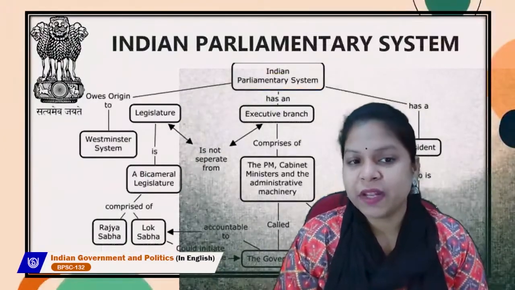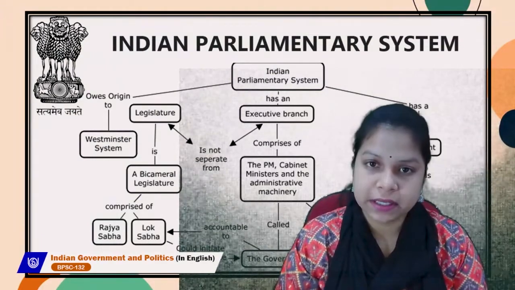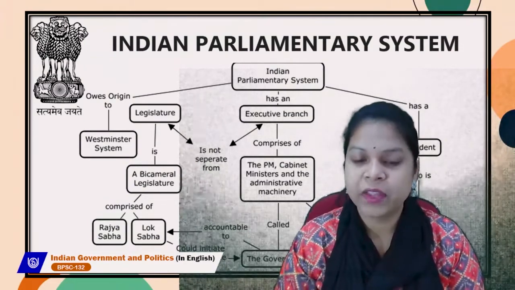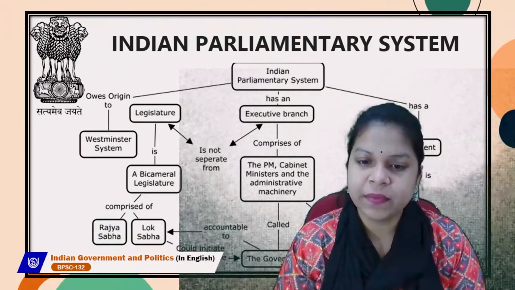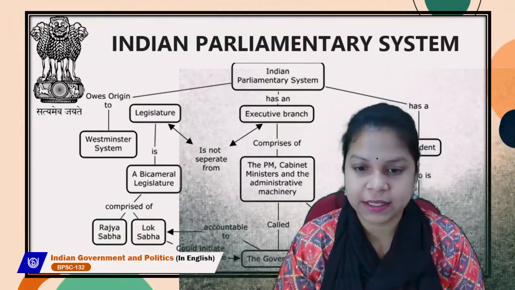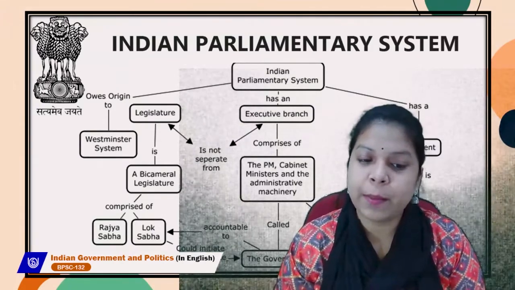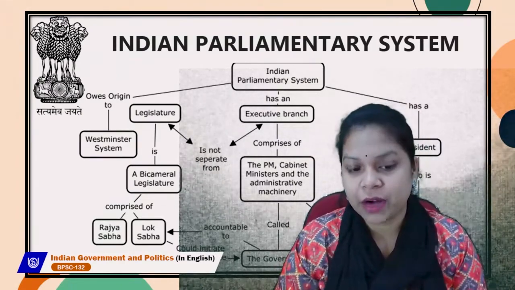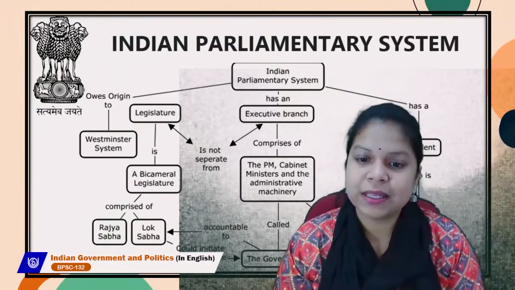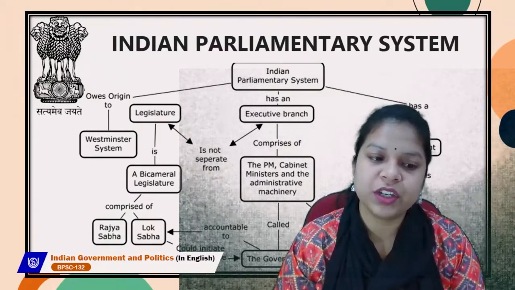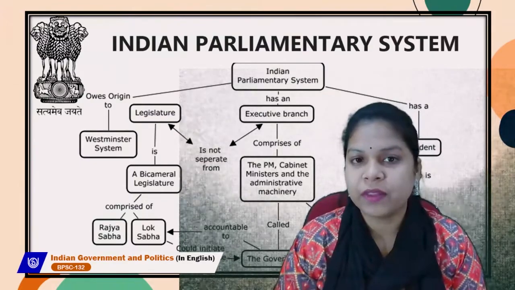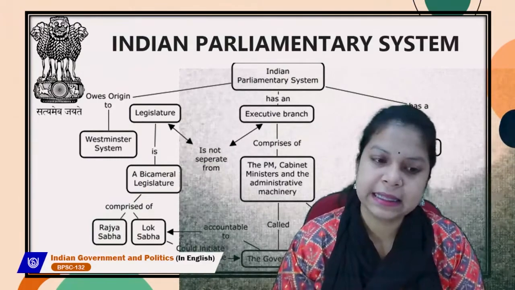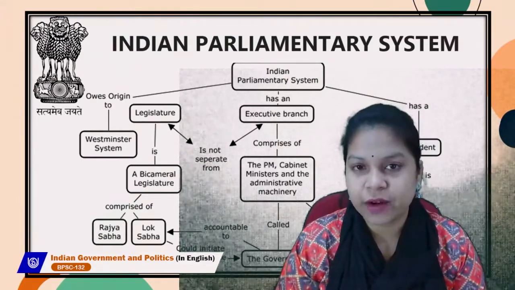So it is very important to understand our parliamentary system, and for that I have prepared this flow chart which will help you. So the Indian parliamentary system has an executive branch and a legislature. So the legislature is a bicameral legislature. That means there are two houses which comprise Rajya Sabha and Lok Sabha. So this Indian parliamentary system owes origin to the Westminster system. So from there onwards, we follow that Westminster model, and the legislature is comprised of Rajya Sabha and Lok Sabha.